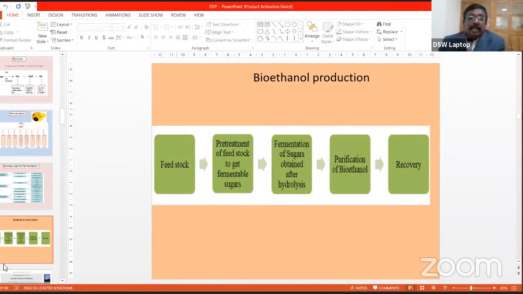So this is the bioethanol production. Before converting, the biomass should be subjected to pre-treatment. The treated biomass is further subjected to hydrolysis, saccharification. That saccharified biomass is subjected to fermentation for ethanol production.